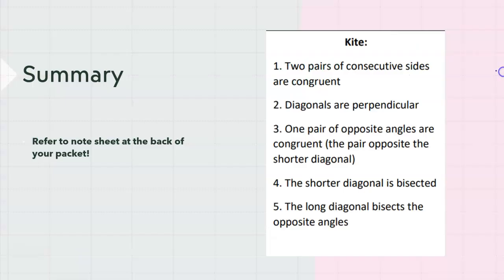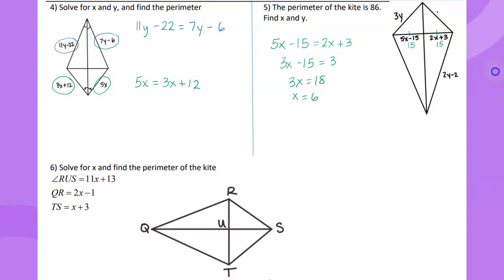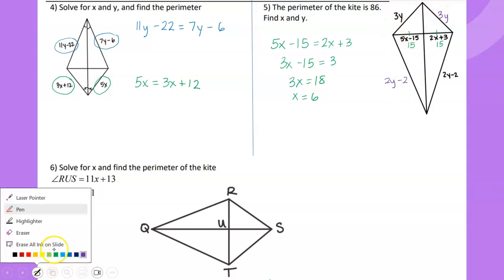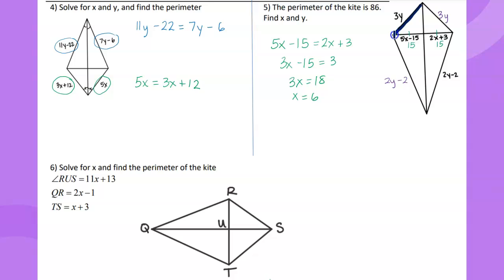Then we also want to find the value for y. We know that this side is going to be 3y and this side is going to be 2y minus 2. We also know the perimeter is 86, so if I add up all of the outside edges of this quadrilateral, I should get 86. So I'm going to go ahead and add those up. I have 3y plus 2y minus 2 plus 2y minus 2 equals 86. And then you would algebraically solve for y.